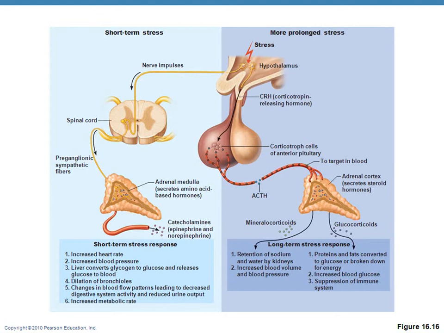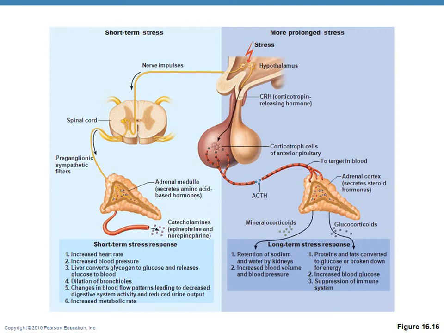So obviously if you have a mineralocorticoid, it's going to increase sodium absorption and increase water retention. The more water you have in your blood, the greater the blood volume. The greater the blood volume, the greater the blood pressure. Why do you want increased blood pressure? You want to be able to get the glucose and the oxygen to your skeletal muscles and your brain and your heart so you can run away from your attacker.